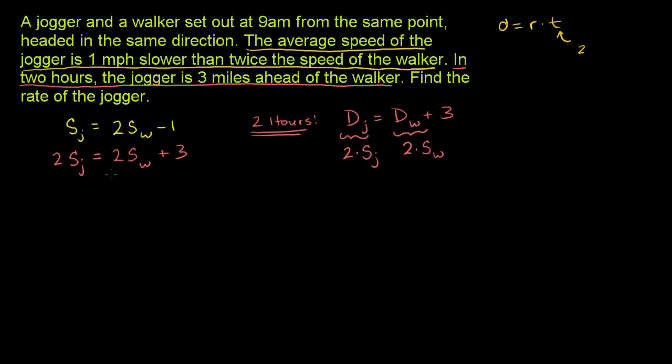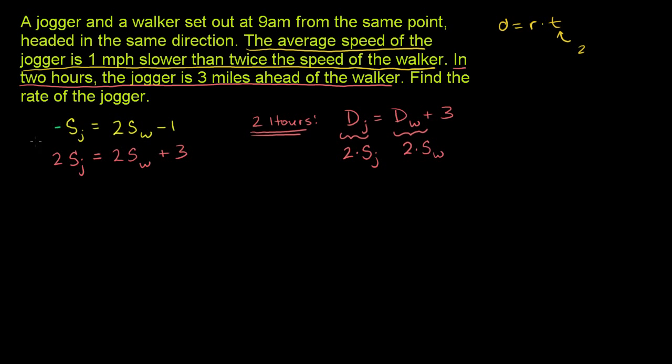And it looks pretty tempting to eliminate one of the variables. In particular, we have a 2 times the speed of the walker here and here. What we could do is multiply the second equation by -1 and then add them, and these guys will cancel out. Actually, let's do it even a better way. Let's multiply the top equation by -1 and then add them.